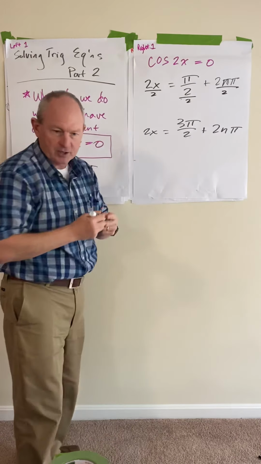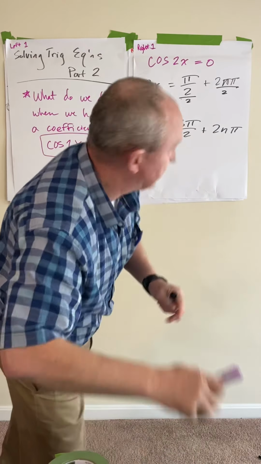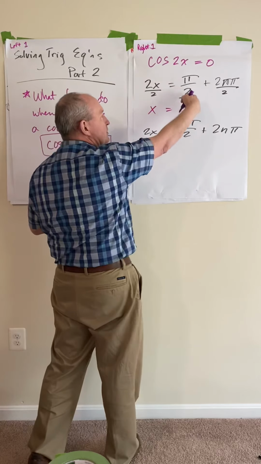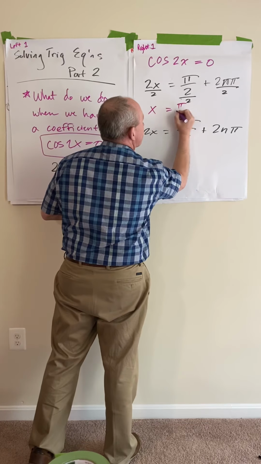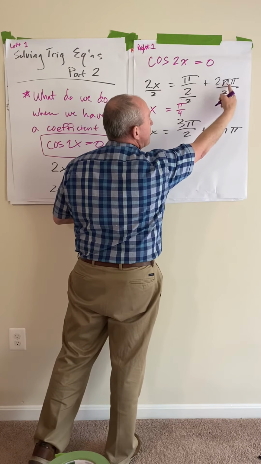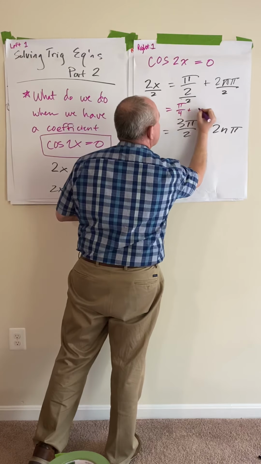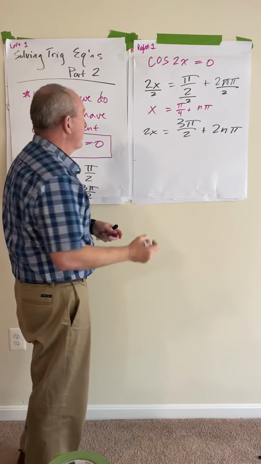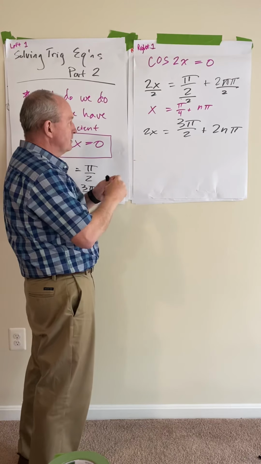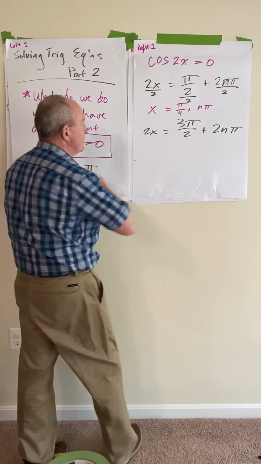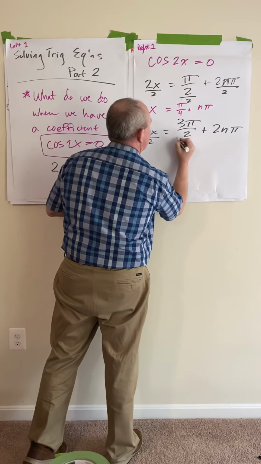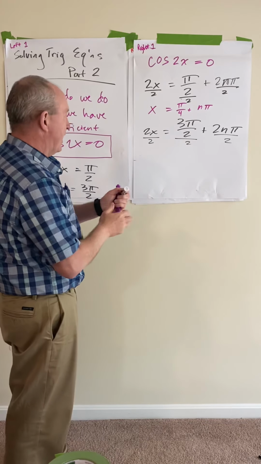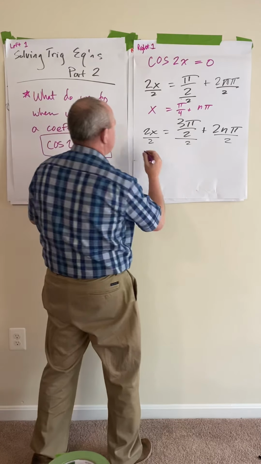I'm going to change colors so we can see where the next line is. If I do that, I get x equals pi over 2 divided by 2. That's pi over 4. And then 2n pi divided by 2 is just plus n pi. And then down here on the second one, we're going to divide that whole thing by 2 as well, to get x by itself. And we got x on the left.